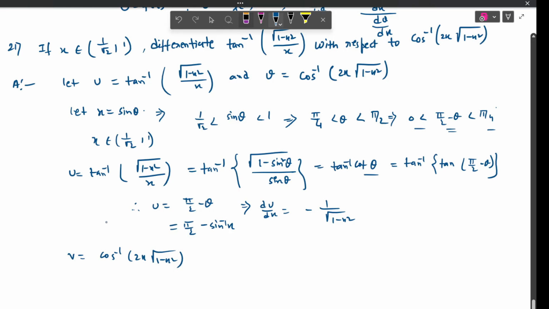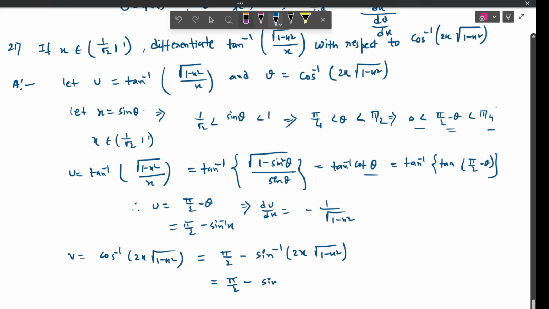Now we know that sin inverse x plus cos inverse x is pi by 2. So in place of cos inverse x, we can write pi by 2 minus sin inverse x. So pi by 2 minus sin inverse of 2x root under 1 minus x square. Let x be sin theta. 1 minus sin square theta is cos square theta, so here we will get cos theta, and here we have sin theta. 2 sin theta cos theta is sin 2 theta, and sin inverse sin 2 theta.